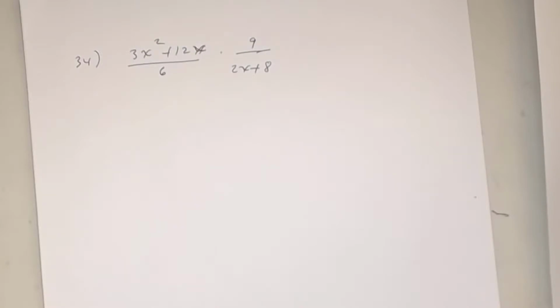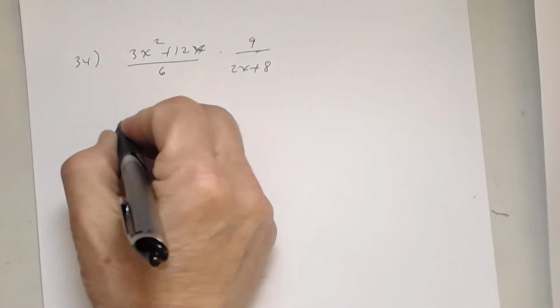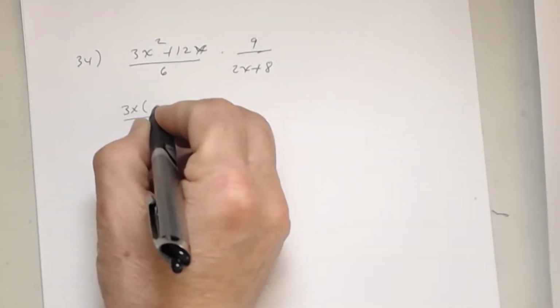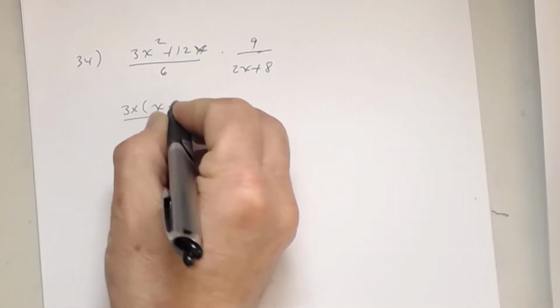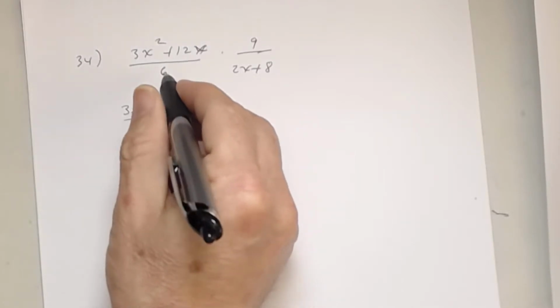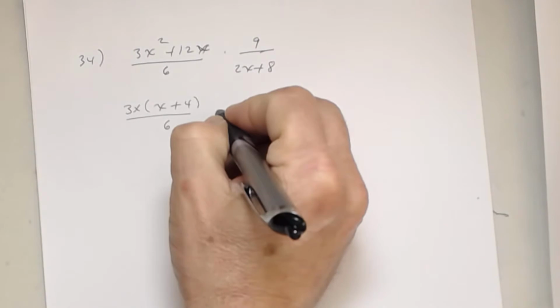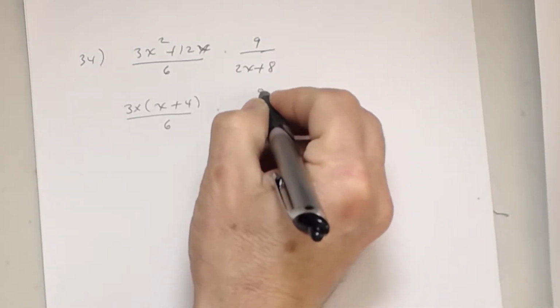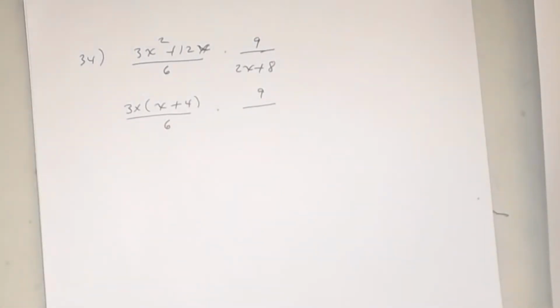Factor. The first numerator, can I factor? Yes. How do I factor that? 3x is the GCF, right? So the first numerator is going to be 3x times what? Plus 4. The denominator is just a number, so I'm going to rewrite it. The numerator over here is just a number, I'm just going to rewrite it. It's just a monomial, so I'm just going to rewrite it.